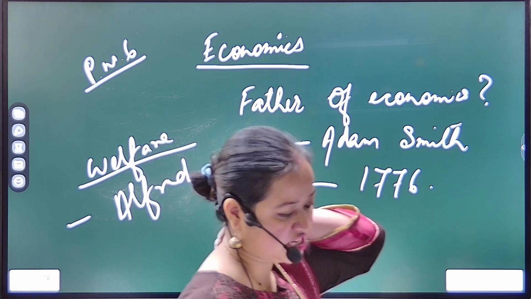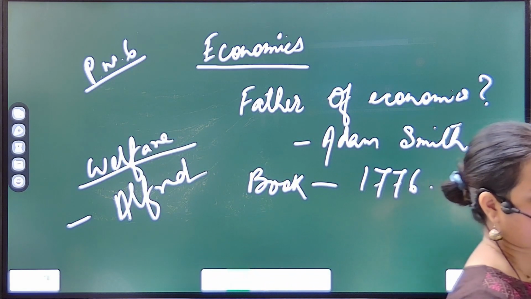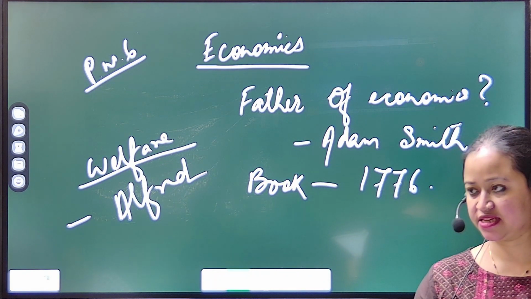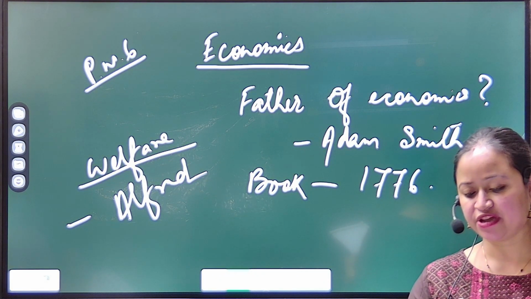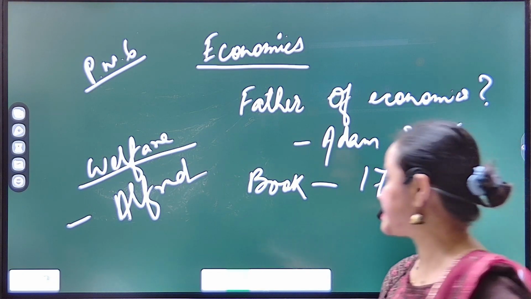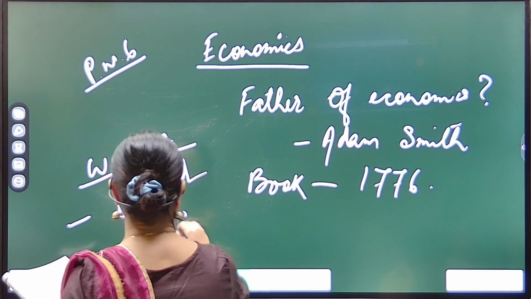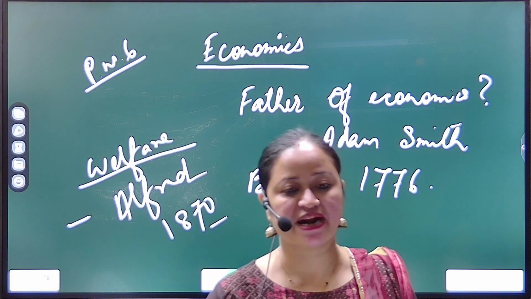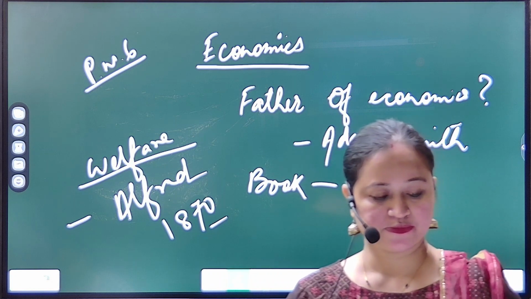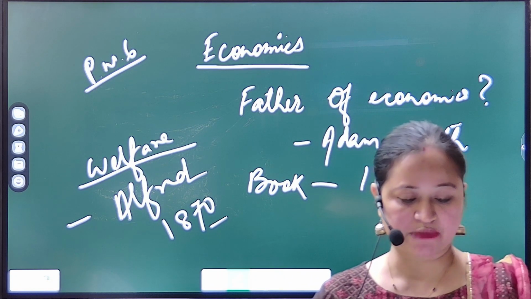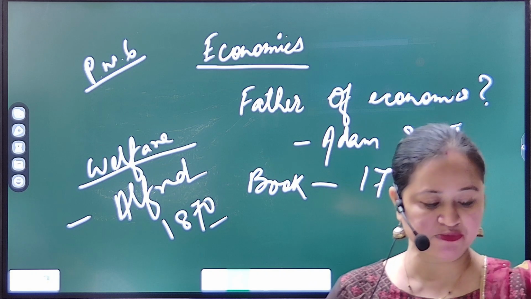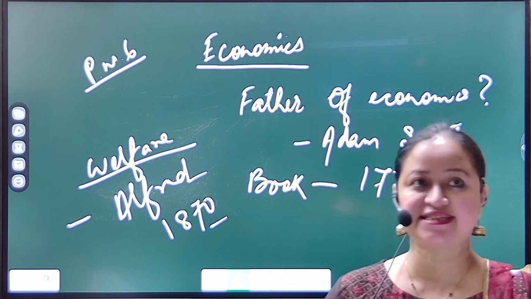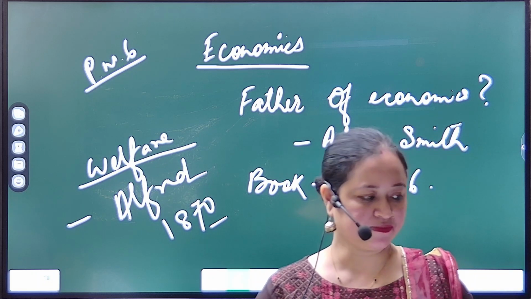Now again, write down the name of the book that is written by Alfred Marshall. So he wrote a famous book, Principles of Economics, or Principles of Political Economy, in 1870. So next question, you write down the name of the book written by Alfred Marshall, and you write down the name of the book, Principles of Economics or Principles of Political Economy, in the year 1870. Done?